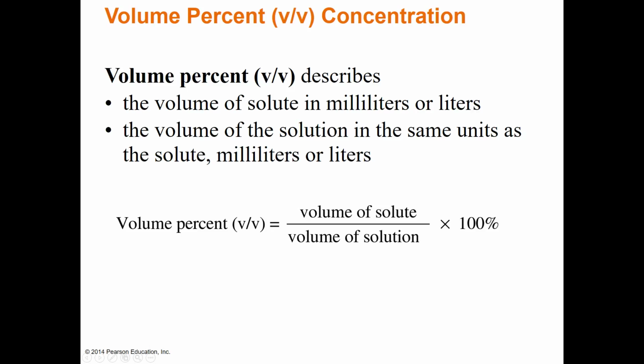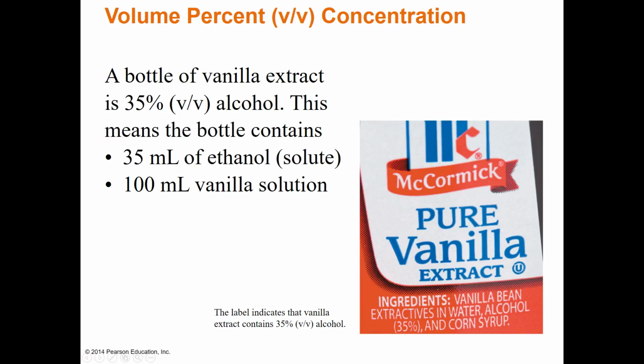Right, volume percent, V over V. Now you're going to have volume of solute and volume of solution at the bottom. So the volume of the solute in milliliters or liters, and then the volume of the solution in the same units as the solute would go at the bottom as the denominator, and times 100. A bottle of vanilla extract is 35% alcohol. This means the bottle contains 35 milliliters of ethanol in 100 ml of the solution.